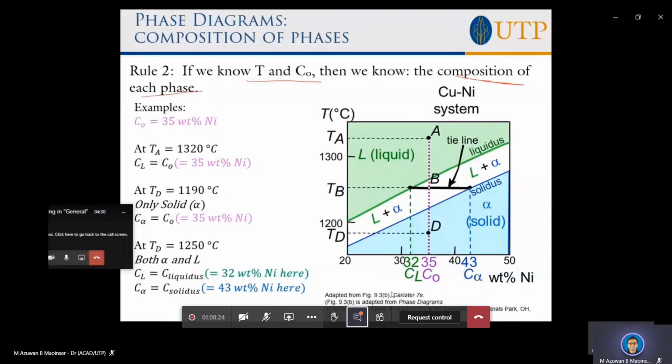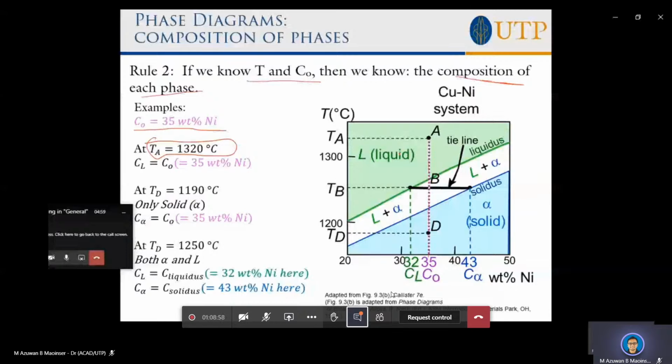Then you also can tell the composition of each phase. So let's take a point. Example, you are 35% nickel to begin with. Here we are, the purple line is where we are. That is the composition of our system, the alloy that we are given. Now let's say the temperature is 1320. Where is 1320? You are high up here.